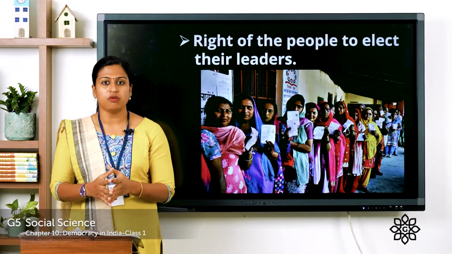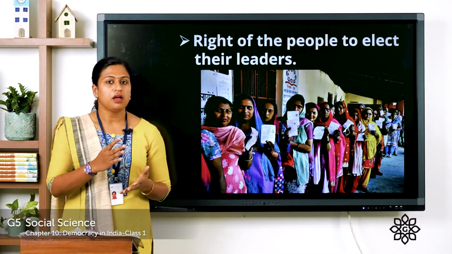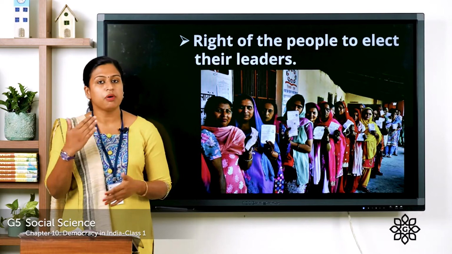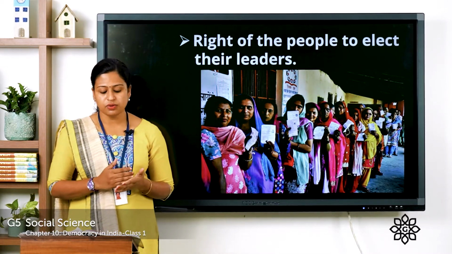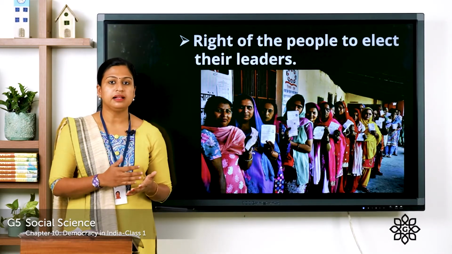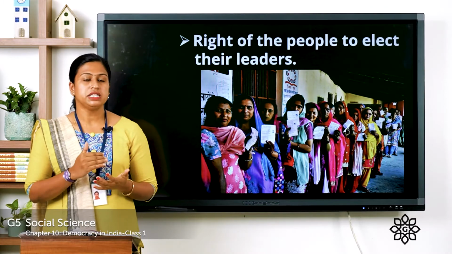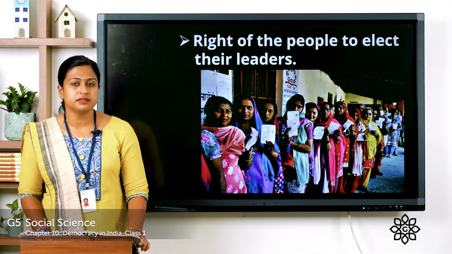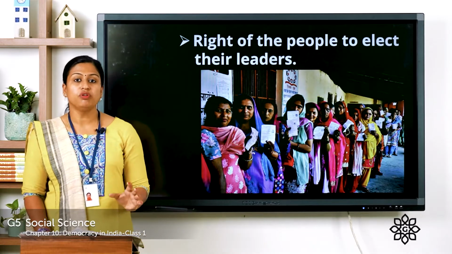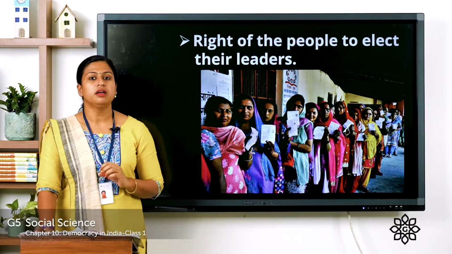who form the government. Now there is a rule in India that all the citizens who are 18 years or above have the right to vote. This is known as universal adult suffrage. So all the citizens who are 18 years or above have the right to elect their own representatives who represent them, who form the government and who make the law for the country.